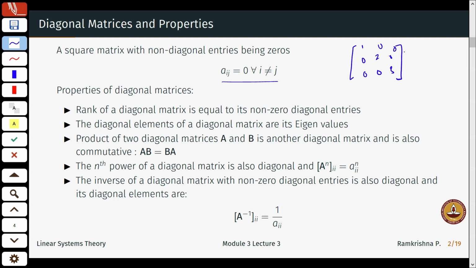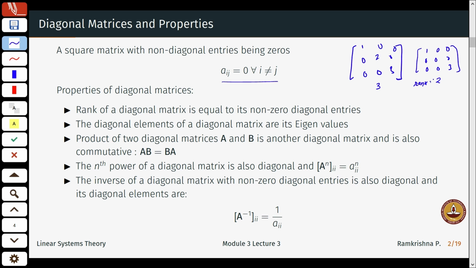It's not necessary that all these diagonal elements be non-zero. For example, you could also have a case like this, which is also a diagonal matrix. And the next statement also substantiates that the diagonal elements can also be 0. They need not always be non-zero. So, what is the rank? The rank of a diagonal matrix is equal to its number of non-zero diagonal entries. So, for example, here you have 3 non-zero diagonal entries, so the rank here would be 3, and here you have 2 non-zero diagonal entries, and the rank would be 2.